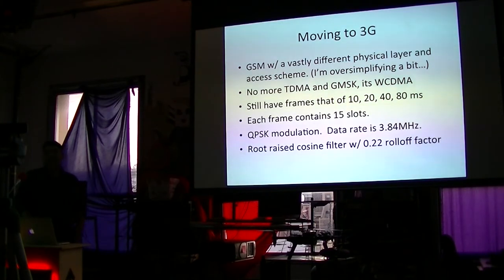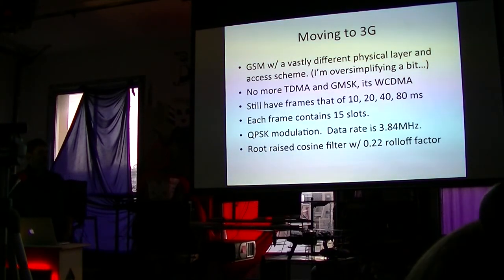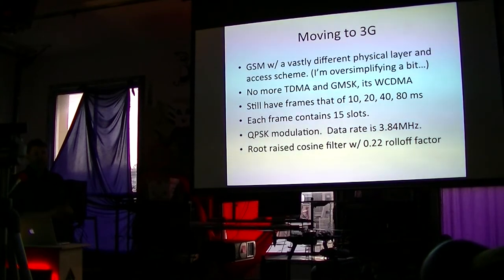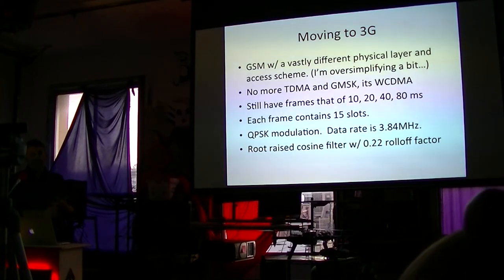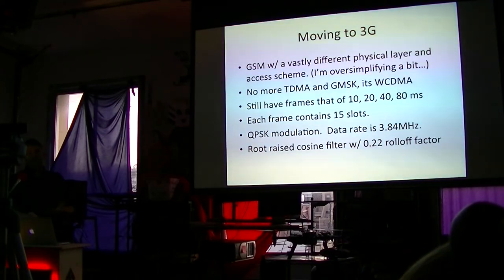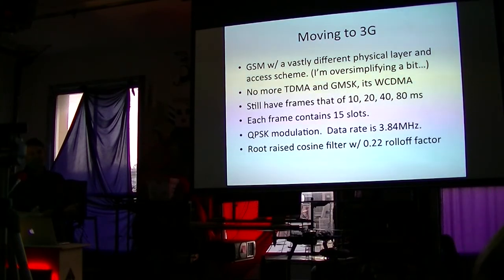We get away from BPSK and get to QPSK modulation for 3G. When you get to 3.5G, you start doing things like 16 QAM and 64 QAM, so you get higher data rate at higher SNRs. The chip rate in 3G is 3.84 megahertz. So you go from GSM, which is 270 kilohertz, to 3.84 megahertz. So it's like a factor of 13 increase in throughput.